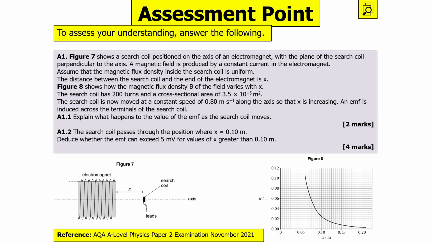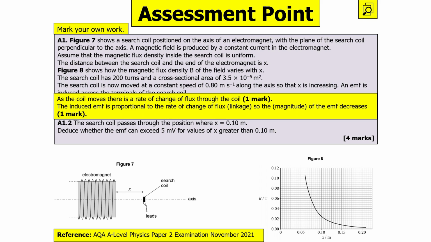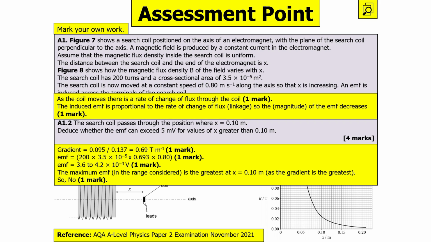Right, to answer this question, what we're going to consider is the following. As the coil moves, there's going to be a rate of change of flux through the coil. The induced EMF is proportional to the rate of change of flux linkage, so the magnitude of the EMF will therefore decrease. Next, the gradient of the graph you can see is 0.69 teslas per meter.